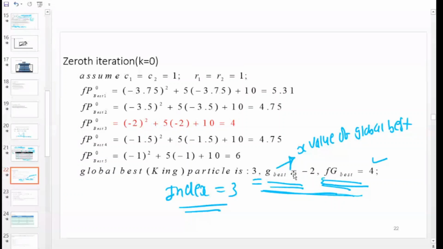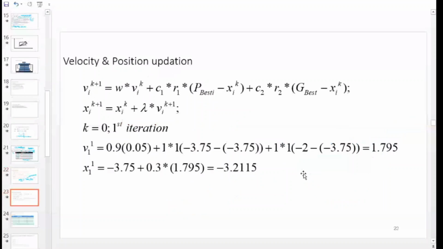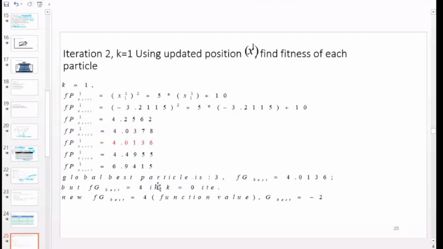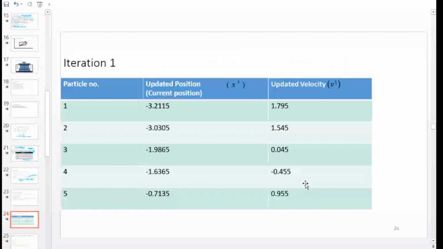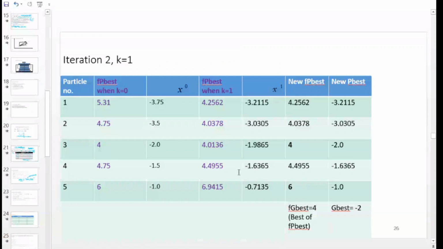So in the next iteration we will consider g-best as minus 2 and not the g-best x value corresponding to 4.01, right? So I have tabulated these facts. These are particle numbers 1 2 3 4 5. This is the function values when k was equal to 0, it means the 0th iteration.